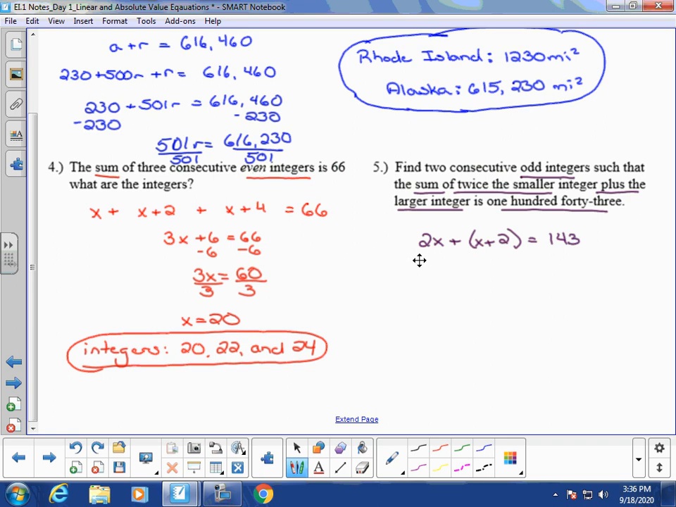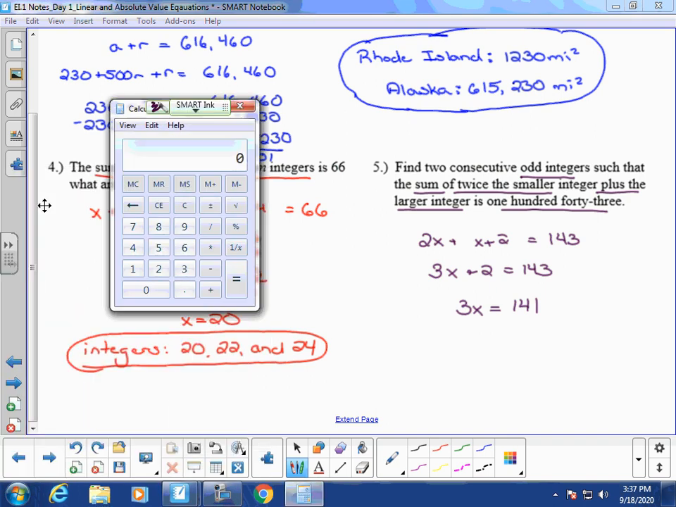Now we can go ahead and simplify and solve. So again, the parentheses here are not doing much. There's no coefficients. I can combine my x's to get 3x plus 2 equal to 143. I'm going to subtract 2 from both sides. I'm not going to show that step, but it's happening. Subtract 2 from both sides to get 141, and then divide both sides by 3. So I would take 141 divided by 3, and then x is 47. So what are my integers? The first one is 47, and the second one is 49.